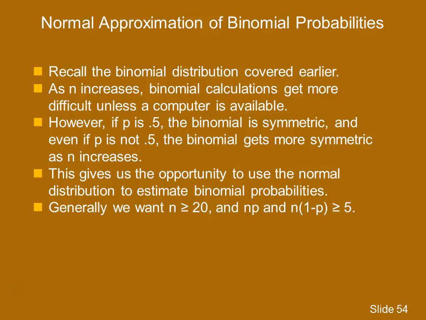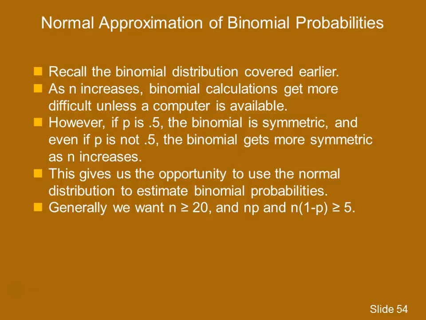You might recall also that if p is a half, the binomial is symmetric, just like a normal distribution is symmetric. And you can show in mathematics that even if p is not a half, the binomial gets more symmetric as n increases. This gives us a chance to use the normal distribution to estimate binomial probabilities.